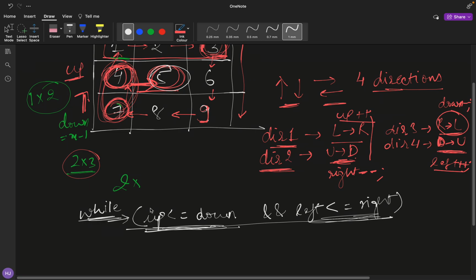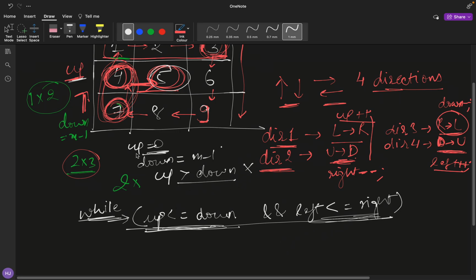Because what I'm trying to say over here is that whenever my up is less than equal to down, why am I saying that up is less than equal to down? Because I'm starting my up from 0 and my down has started from the m minus 1th index. And whenever my up supersedes the down value, it means that we have already covered that element in the spiral before. So up greater than down is an impossible event. So this will not happen.